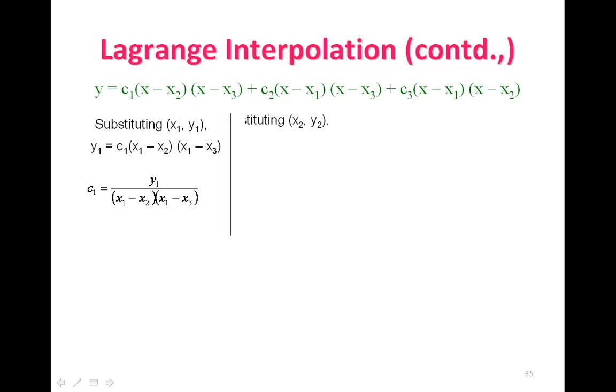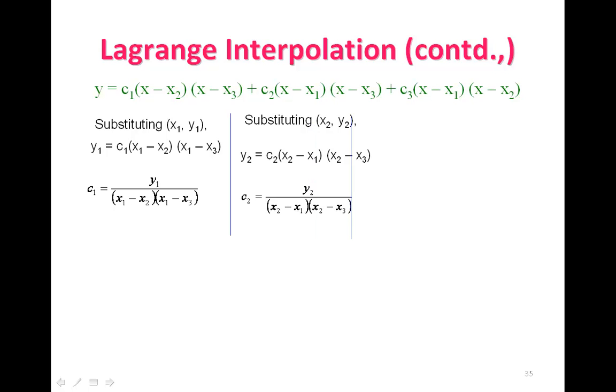Similarly, by substituting x2, y2 in the equation of y, we will get y2 is equal to c2 into (x2 minus x1) into (x2 minus x3). As in the first term, that is c1, x2 minus x2 becomes 0, and for the c3 coefficient, x2 minus x2 becomes 0. We will get the expression for coefficient c2 is equal to y2 by (x2 minus x1) into (x2 minus x3).